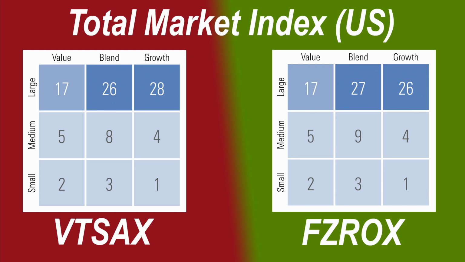A growth company is one that is expected to grow a lot, like Tesla. Value companies are more stable, boring companies like Verizon or Comcast. For the total market index fund, the equity styles are almost identical between the Fidelity and Vanguard funds. Vanguard has a couple percent more in large growth.